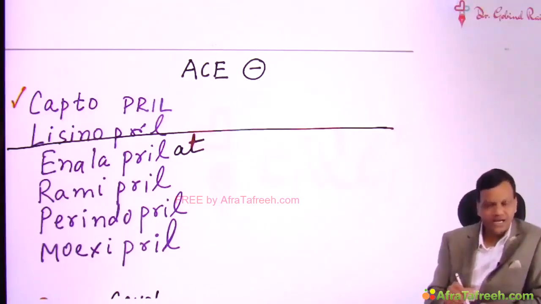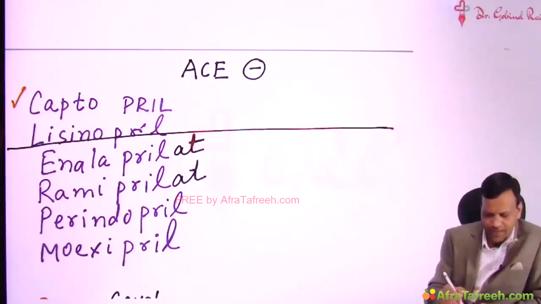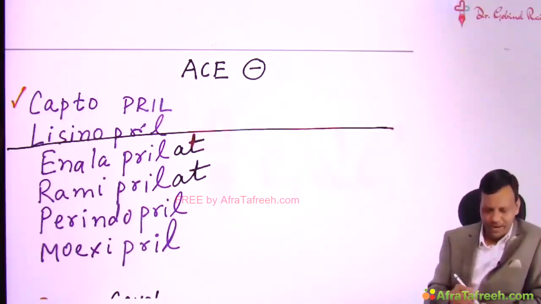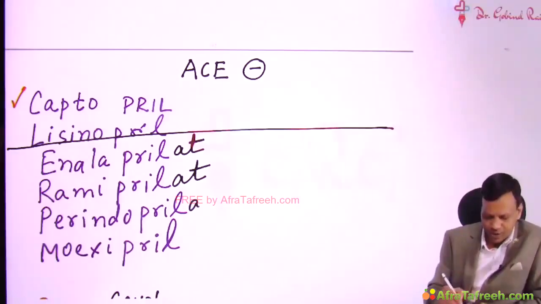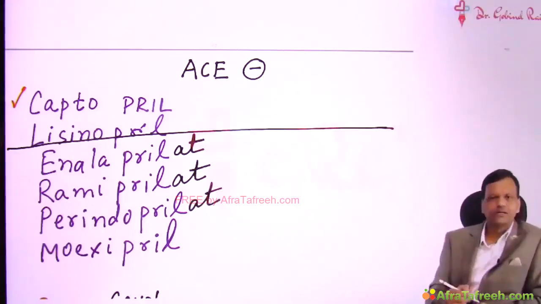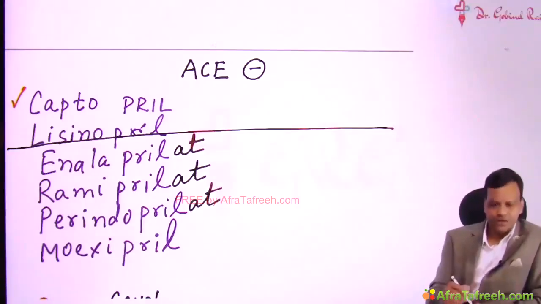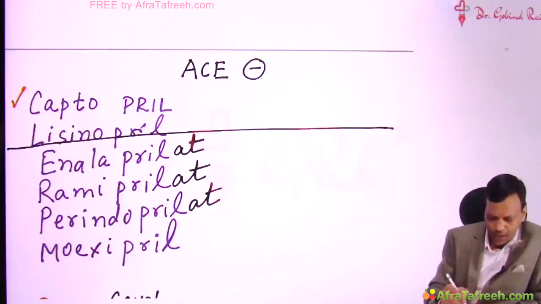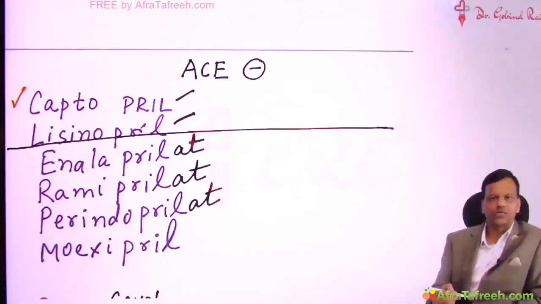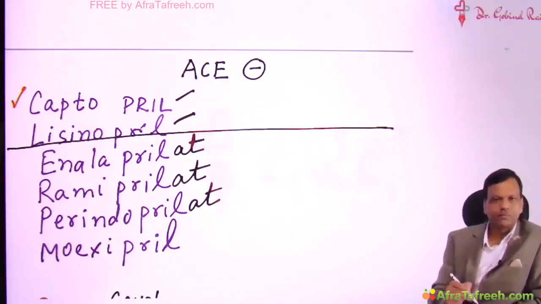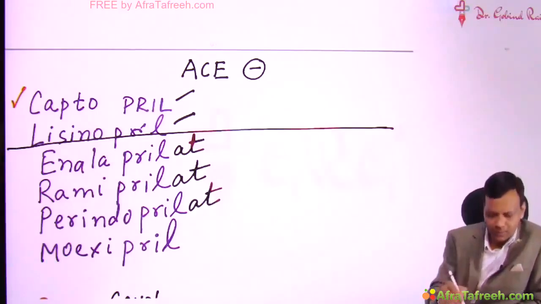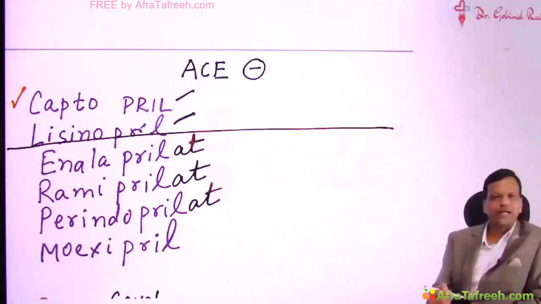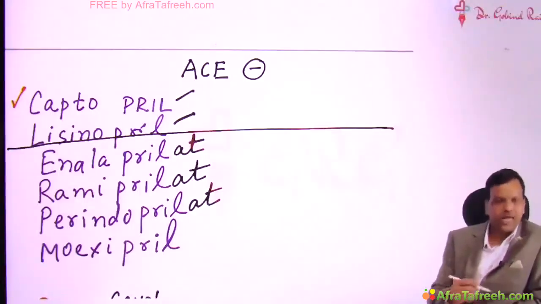Similarly, ramipril is inactive. It is metabolized to form ramiprilat that will inhibit ACE. Perindopril is inactive. It is metabolized to perindoprilat that will inhibit ACE. So all the prils are prodrugs, but prilats are active. Except the first two, captopril and lisinopril, which are themselves active.